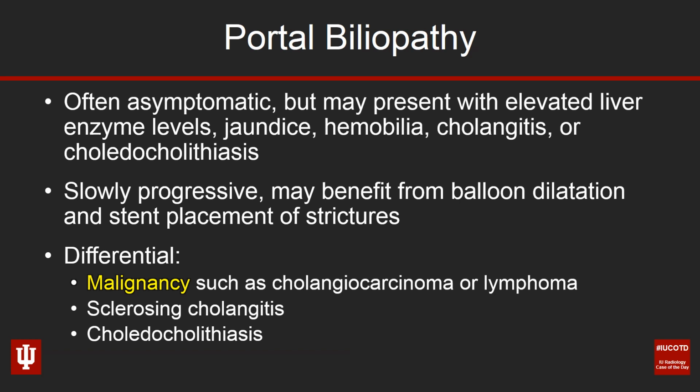The differential of portal biliopathy importantly includes malignancy, such as cholangiocarcinoma or lymphoma. This necessitates careful scrutiny for an actual mass with suspicious features, such as peripheral and central gradual enhancement in cholangiocarcinoma or bulky adenopathy in lymphoma. Sclerosing cholangitis on MRCP may also have a similar appearance of the bile ducts. However, the overt appearance and expected behavior of dilated collateral vessels distinguishes portal biliopathy from these other diagnoses.